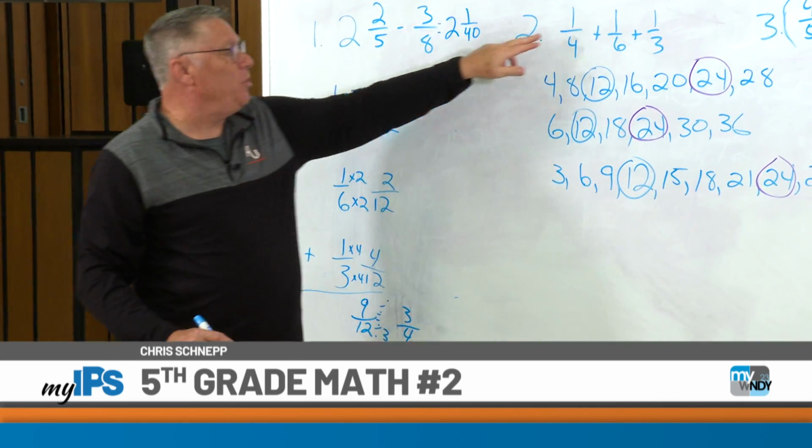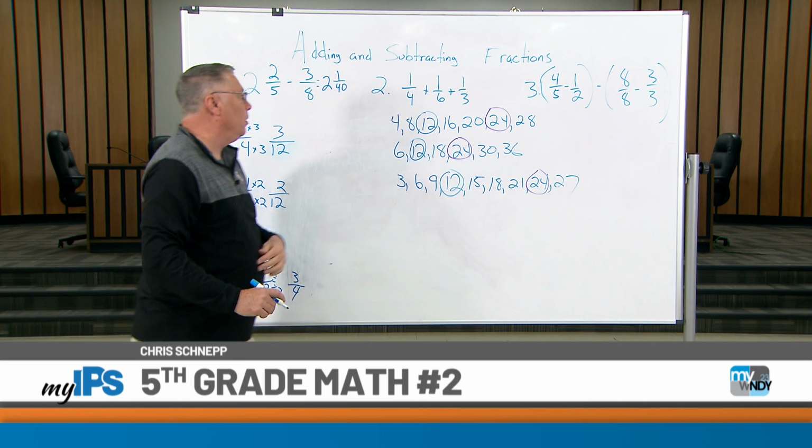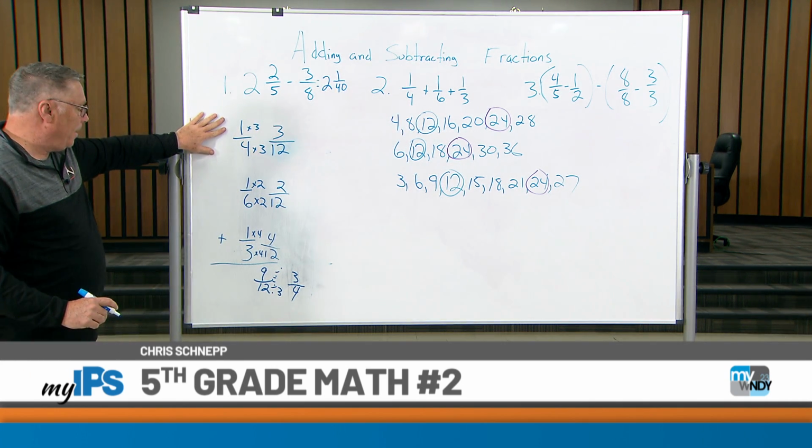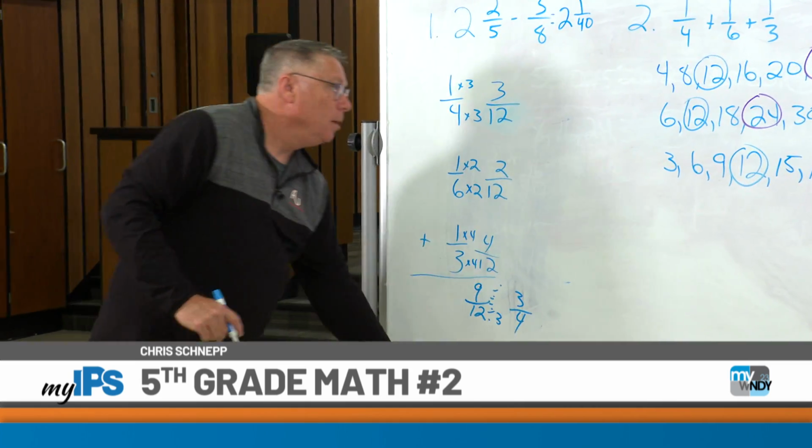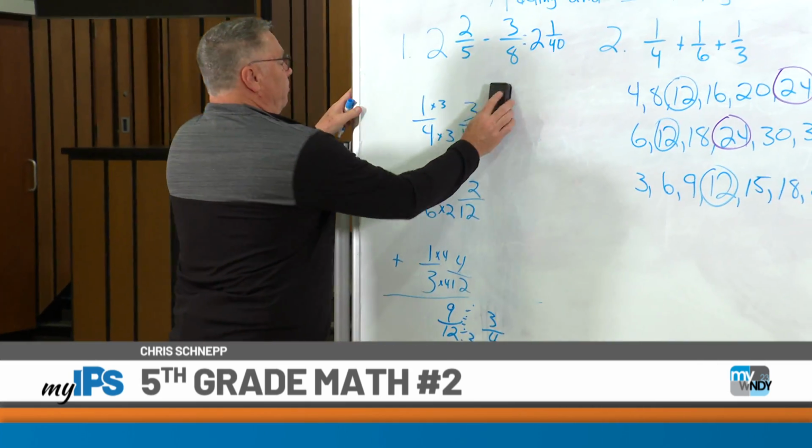This is also a way that you can compare to see which fraction would be larger and which would be smaller too. Okay, so that's our three-step problem, or our 3-number problem. Then let's go to the last one.